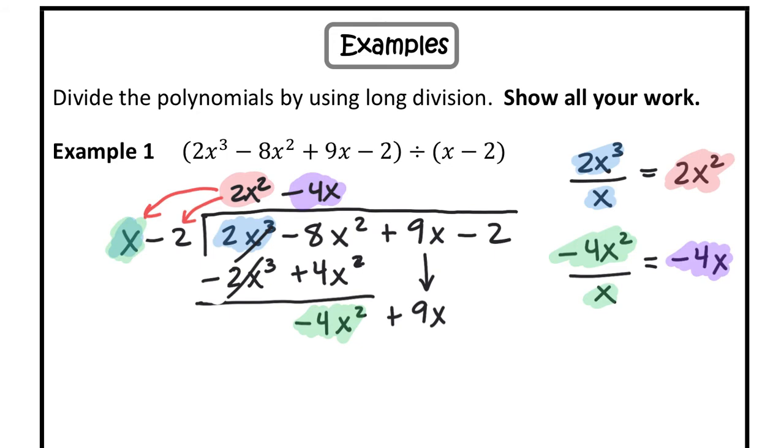And so now we're not going to multiply the red part out. We're going to multiply the purple. So negative 4 is going to multiply with x, and negative 4 is going to multiply with negative 2. So what's negative 4 times x? It's negative 4x squared. What's negative 4x times negative 2? Negative times a negative is positive 8x.